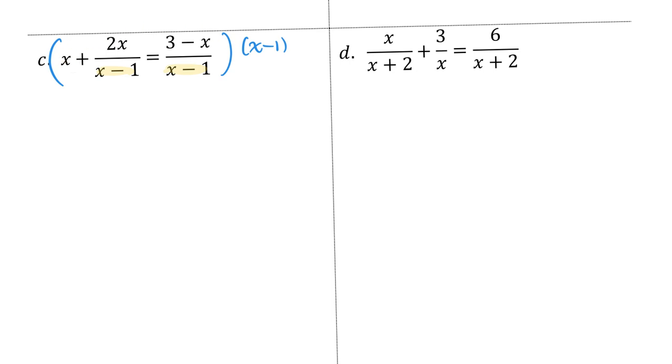X times x minus 1 is x times x minus 1. For my fraction, I have 2x. If I times it by x minus 1, that's great, but then there's an x minus 1 at the bottom.